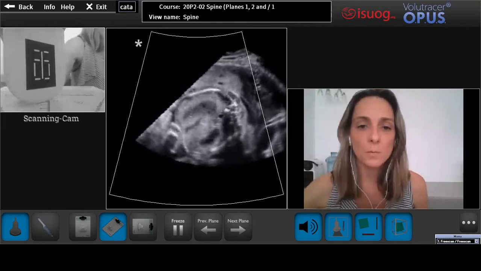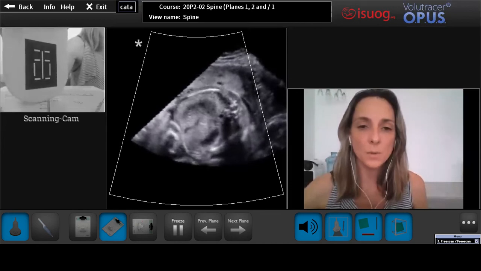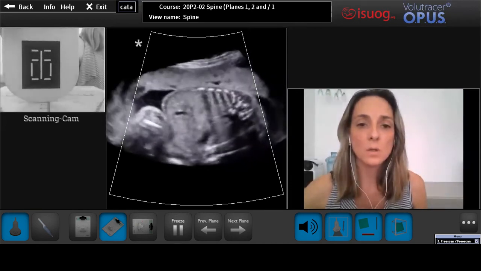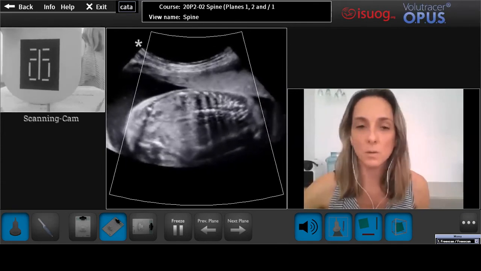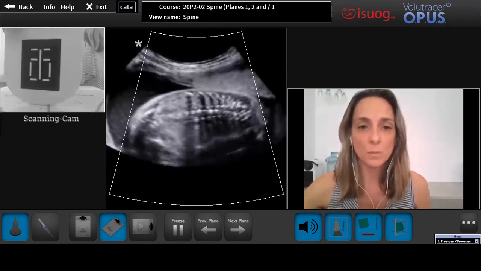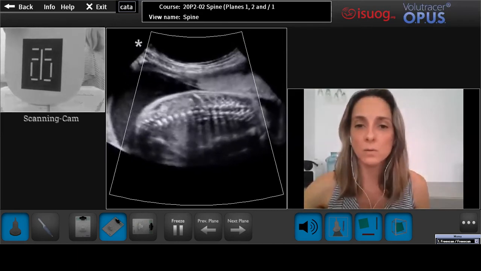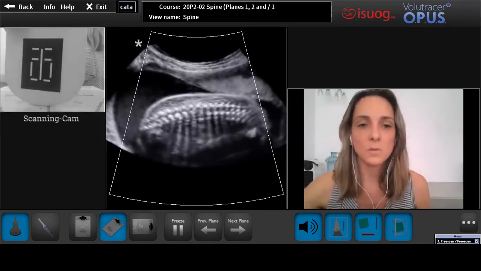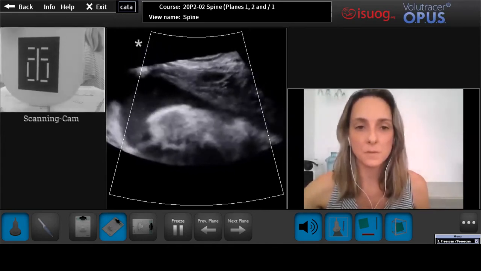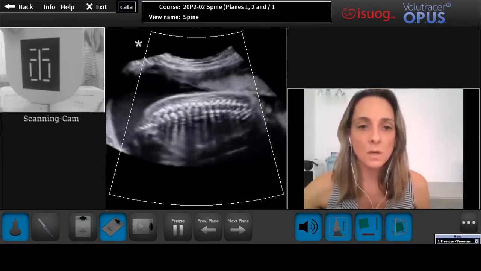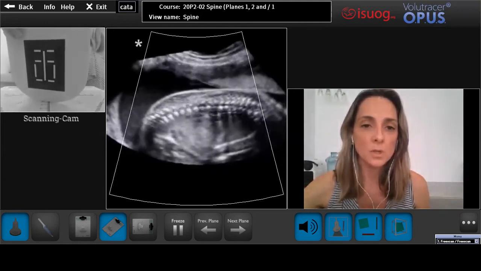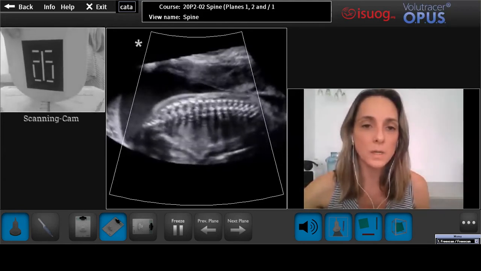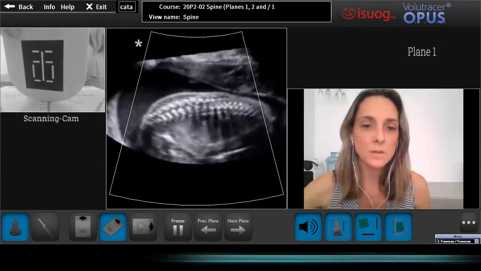spine. So from this sweep, we are going to rotate our probe 90 degrees because we are going to obtain the sagittal view of the spine with the skin covering. So now I have rotated my probe 90 degrees, and now I'm getting close to the image of the fetal spine, the sagittal spine. So I'm just angling to find the proper image here, because I need to see the whole spine and I need to see the skin covering the spine.